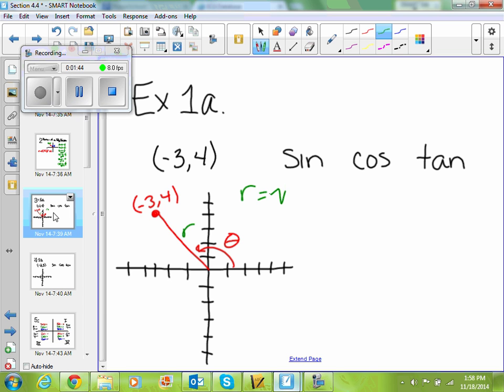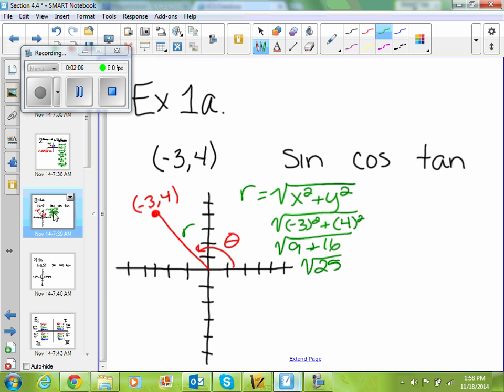And r equals the square root of x squared plus y squared. So my x is negative 3, so the square root of negative 3 squared plus my y, which is 4, so 4 squared. Alright, negative 3 squared is 9, 4 squared is 16, 9 plus 16 is 25, so I know that r is equal to 5.